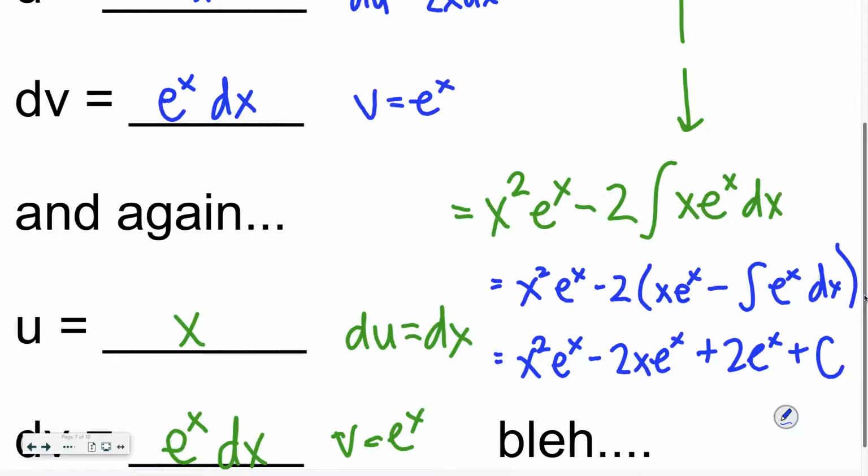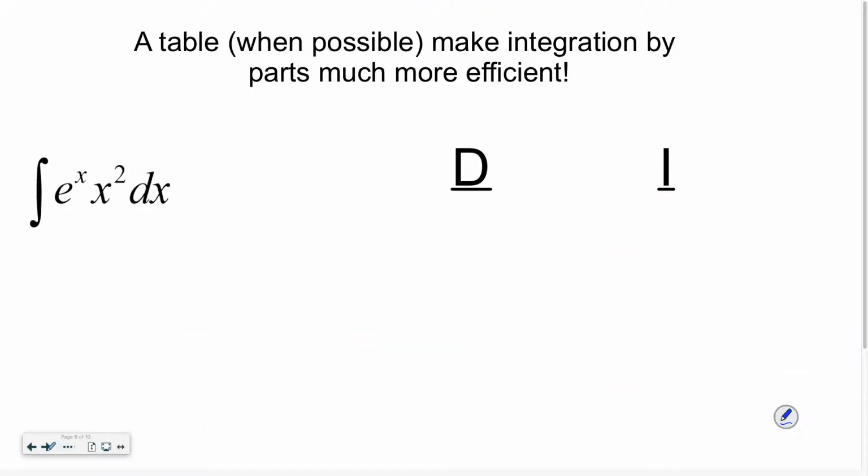Okay? So what we can do for our table method, I'm going to make a table, D for differentiate, I for integrate. So I'm going to put my polynomial here, and I'm going to put my other piece here. And what's going to happen is you are going to differentiate until you get to 0. So x squared, 2x, 2, 0.